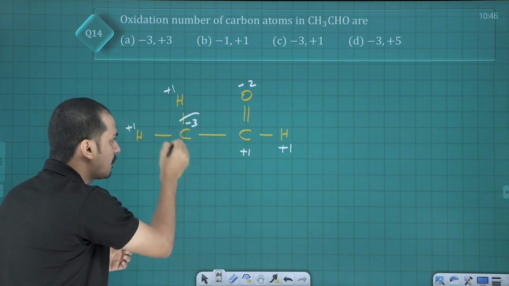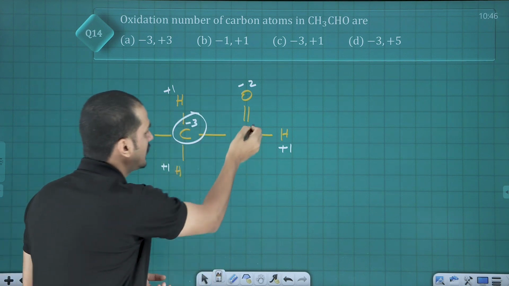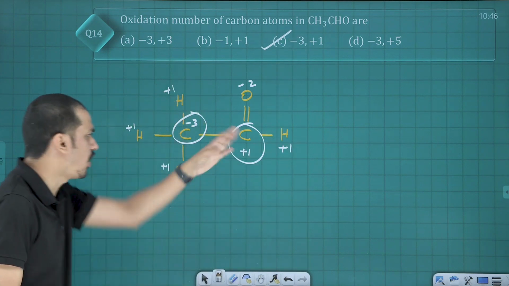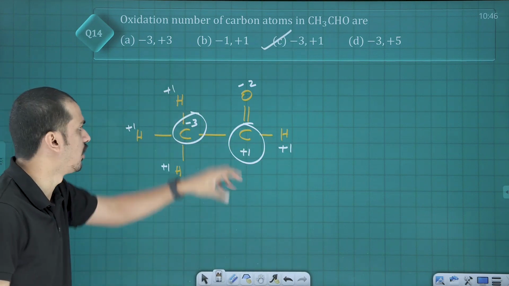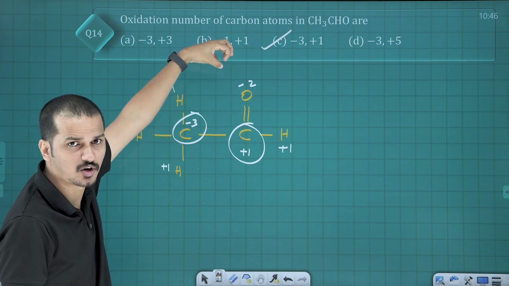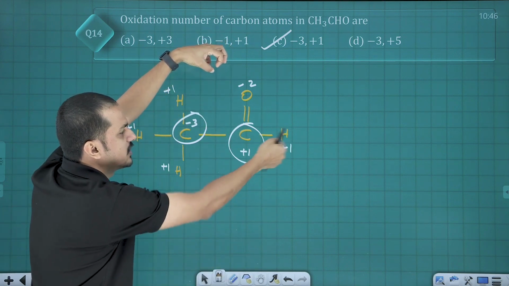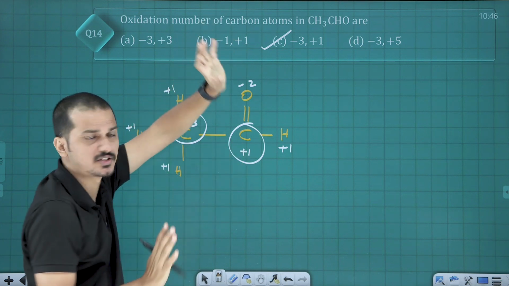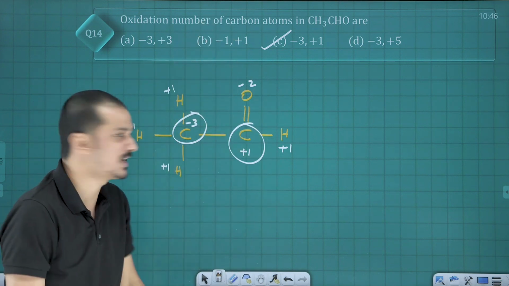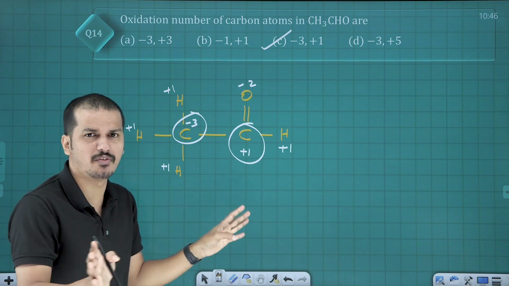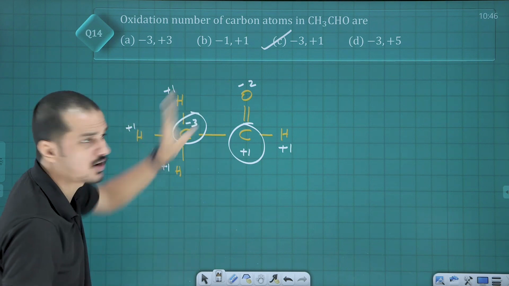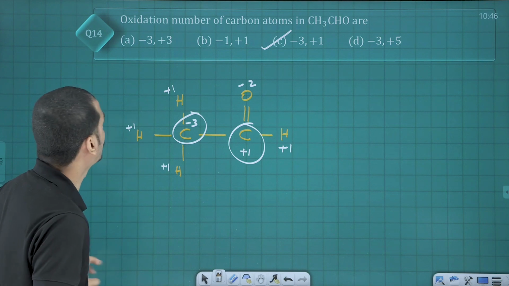So in this case, one carbon is minus 3. Another carbon is how much? Plus 1. So the answer is what? Option C. Because the total should be 0. This oxygen is taking 2 electrons, at the same time this hydrogen is donating 1 electron. So for this carbon, 1 is missing. So that's why plus 1. So the total should be 0. Am I correct? This carbon, there is no withdrawing, no losing, no gaining. So the answer is option C. Clear? Ready? We can go to the next question.